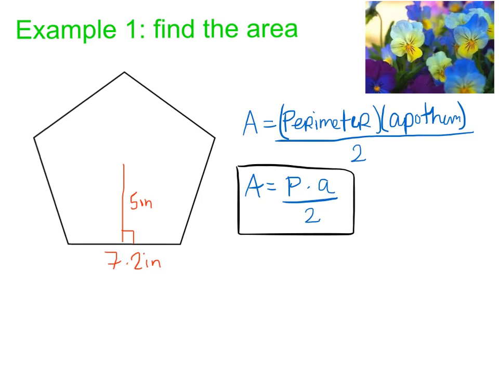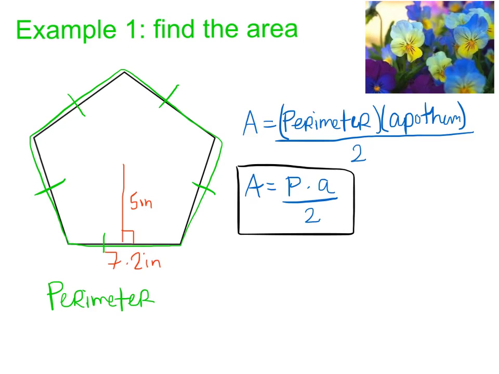So the first thing I need to find is the perimeter, and I'm going to do that in green. So the perimeter is going to be the length of all these sides together. Now since it's a regular polygon, I know that all of these sides are the same. So how many sides are there? 1, 2, 3, 4, 5 sides with a measurement 7.2.